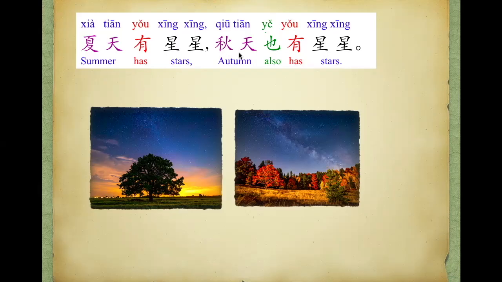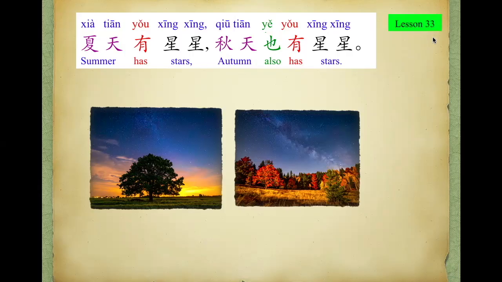夏天有星星，秋天也有星星。夏天 summer, 有 has or there is, 星星 stars. 夏天有星星: summer has stars, or you can say there are stars in summer. 秋天 autumn, 也 also or too, 有 has or there is, 星星 stars. Autumn also has stars, or you can translate, there are also stars in autumn.